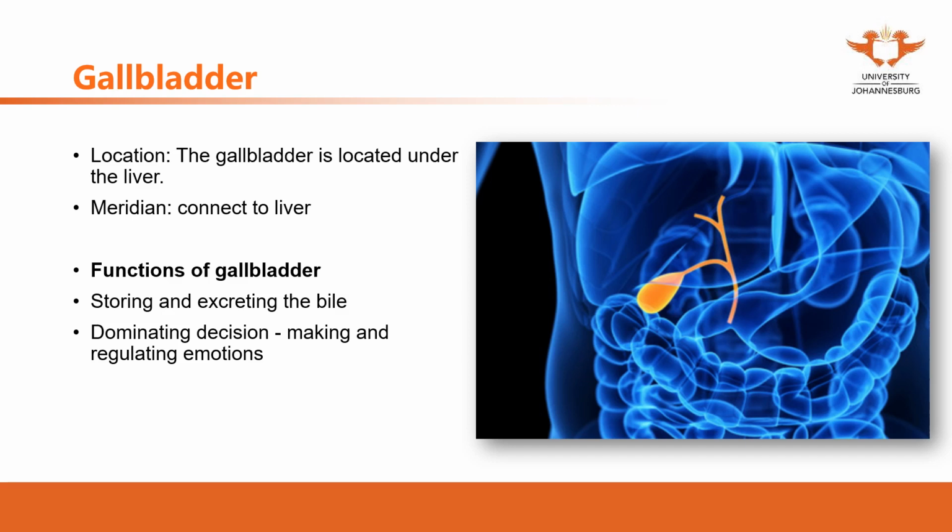That's why we consider the gallbladder as both a Fu organ and an extraordinary organ. This is the only organ that belongs to two categories.